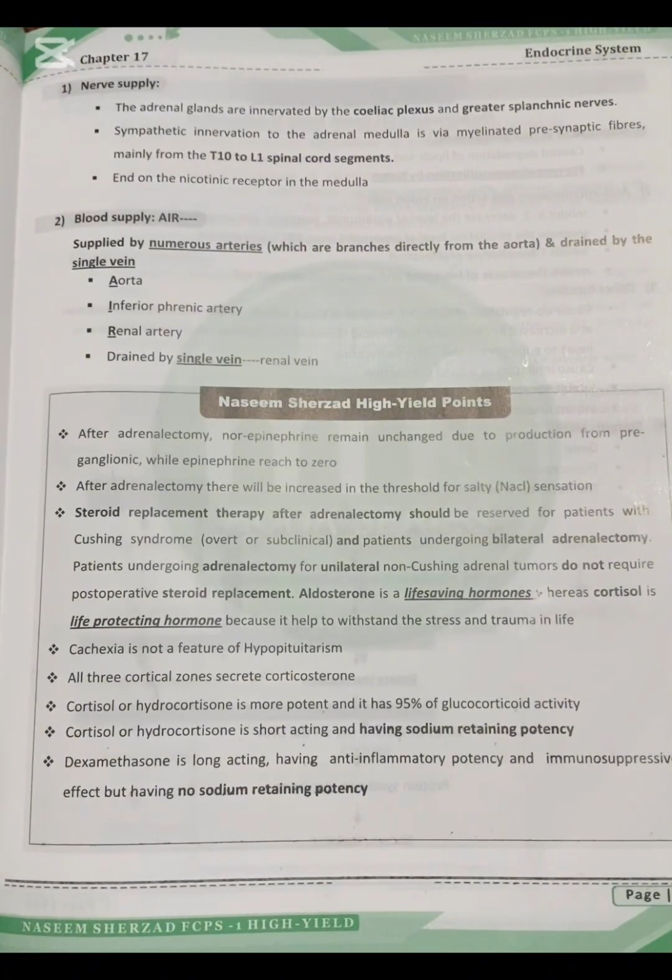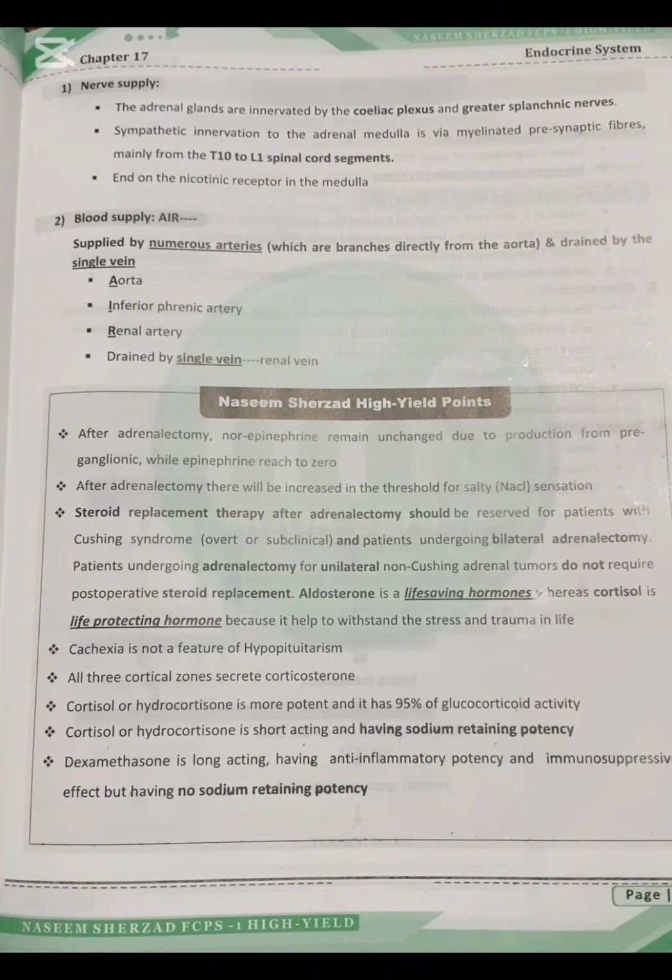Now let's discuss the nerve supply of the adrenal gland. The adrenal gland, we know, is innervated by the celiac plexus and the greater splanchnic nerves, and it is also supplied by the sympathetic nerve, which actually supplies the adrenal medulla, and that is why the myelinated presynaptic fibers, from the portion of spinal cord T10 to L1 spinal segment, end on the nicotinic receptor in the medulla.